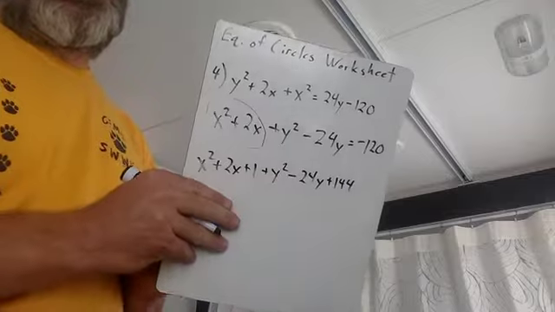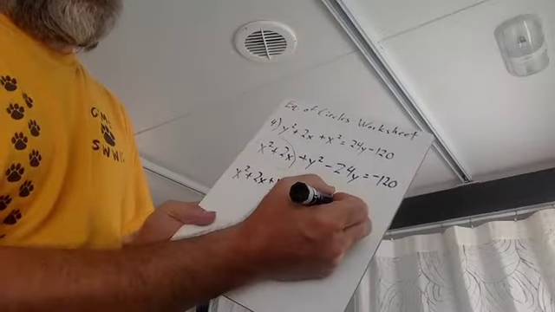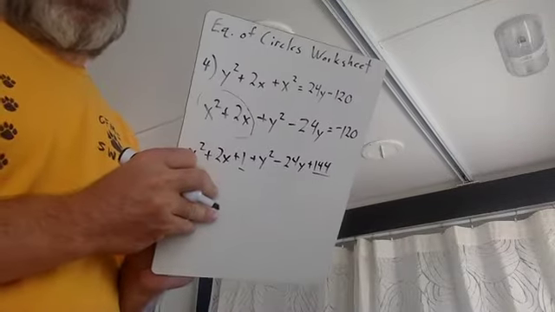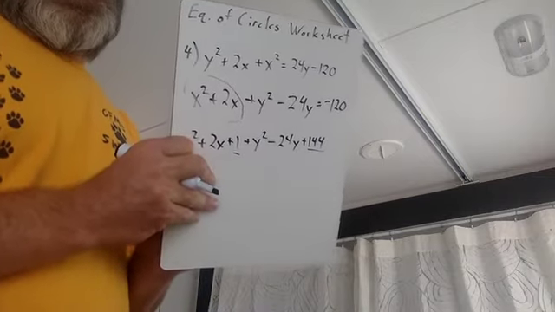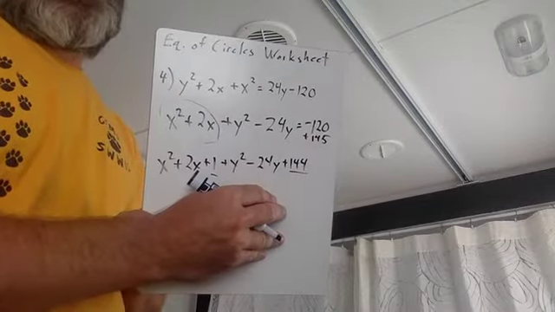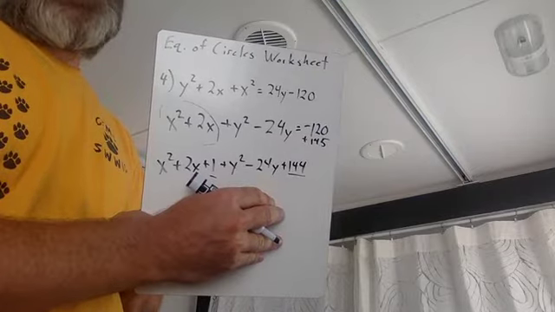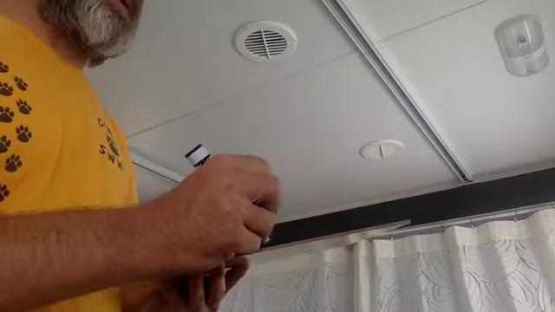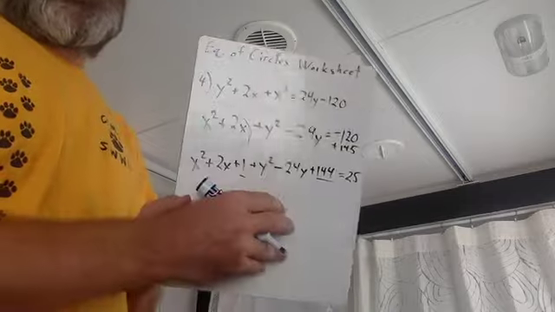So since we've added 1 and 144, we have to add that to the other side of the equation as well. And 144 and 1 is 145. So we're adding 145 to the other side of the equation. And negative 20 plus 145 is equal to 25. So the right-hand side of our equation is equal to 25.